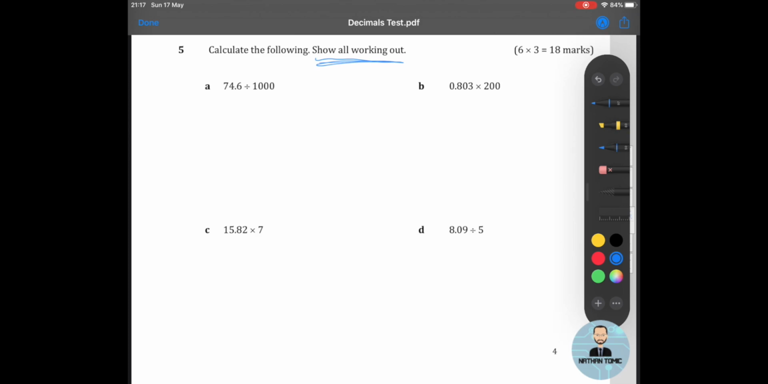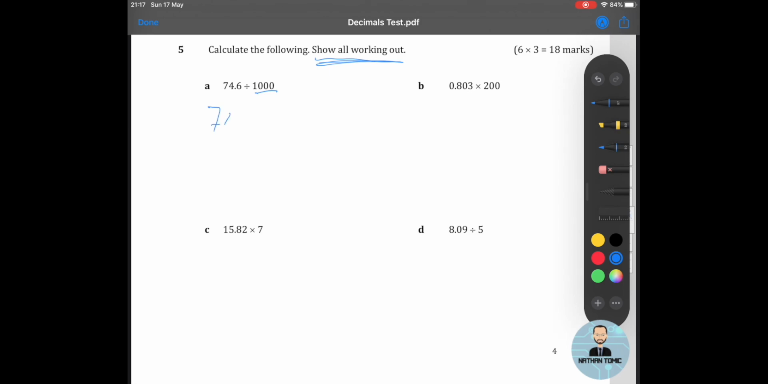Okay, let's keep going. So the first one, 74.6 divided by 1000. So here we are dividing by a power of 10. So the only real working out we need to show here is moving the decimal place. So even from the multiple choice at the start, we should know that dividing by 1000 means moving the decimal place 3 places to the left. The number of places, of course, being how many zeros. So we have 3 here, and to the left, because it's division. If this happened to be multiplying by 1000, we would be moving it instead to the right.